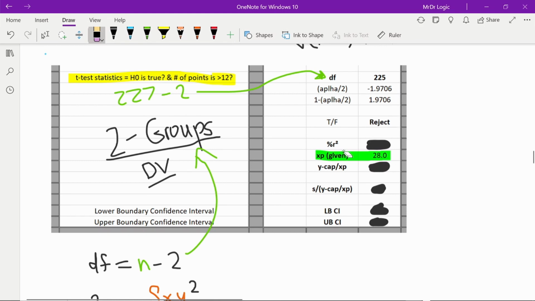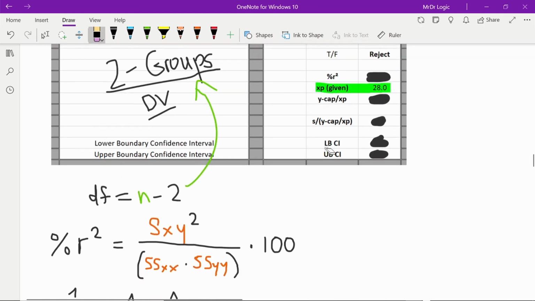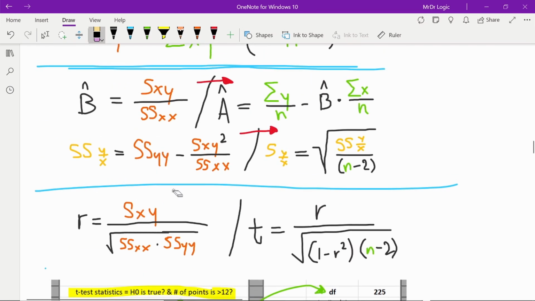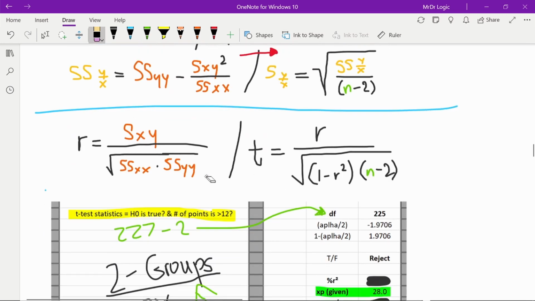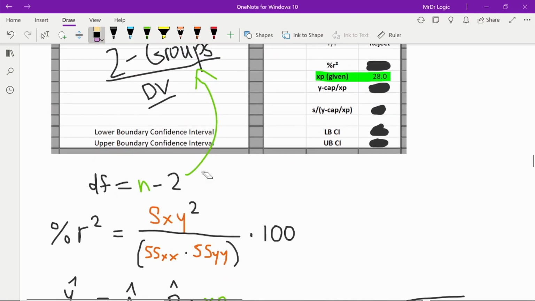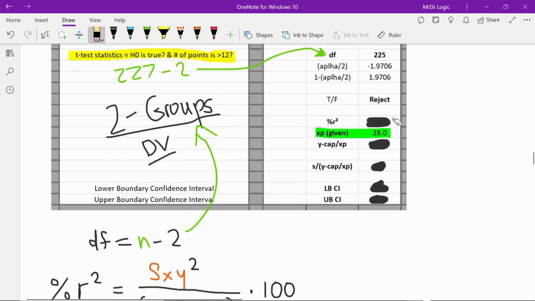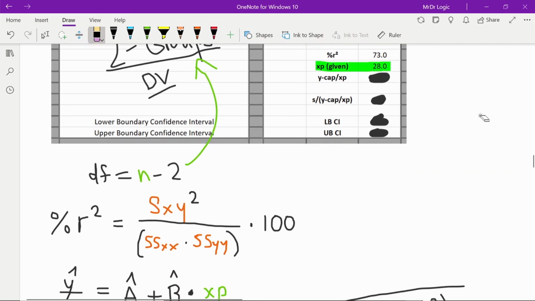And then now we gotta find like the R percentage. And so the R percentage is the SXY, which is the value from above. Don't worry, everything's gonna be here on the left window. Once I get the walkthrough out, squared divided by SSXX SSYY times 100 to get the percent. You get this number. Okay, now the XP is given to you. You gotta be careful. It gives it to you.